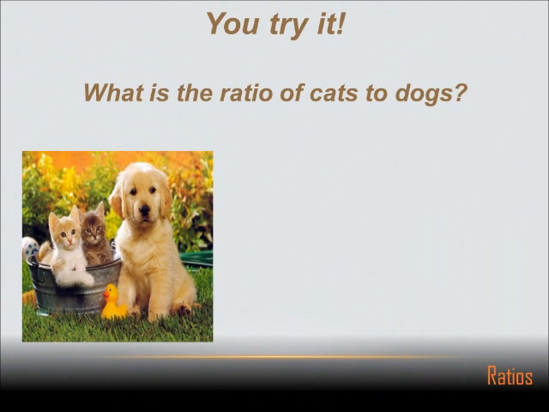Oh, aren't they cute? Yes, they're just adorable. And what is the ratio of cats to dogs? Well, this is real simple. How many cats do you see? 2. How many dogs do you see? 1. The ratio is 2 cats to 1 dog. 2 to 1, or 2/1.